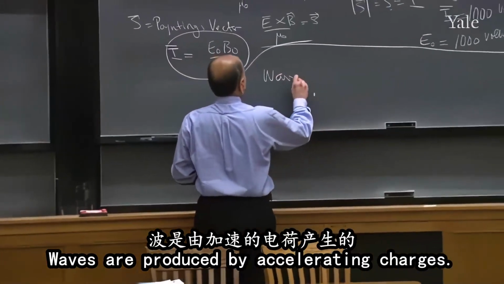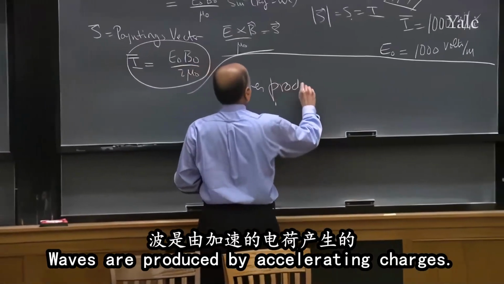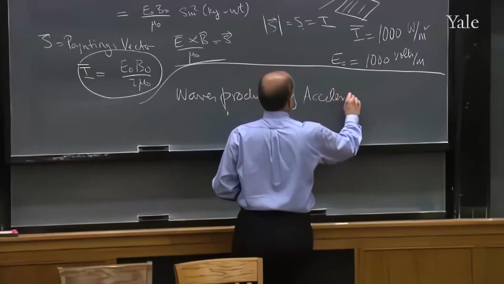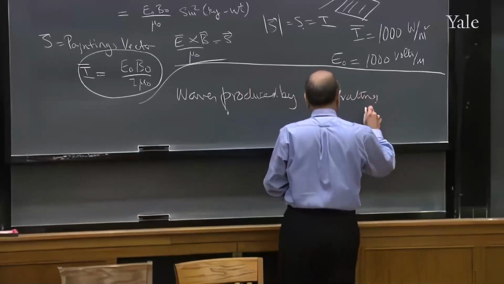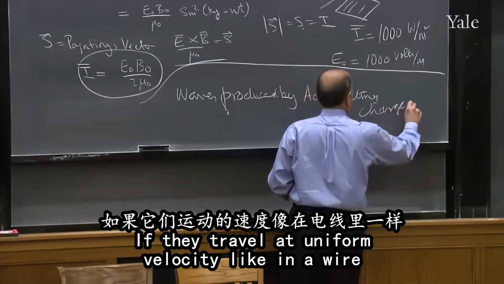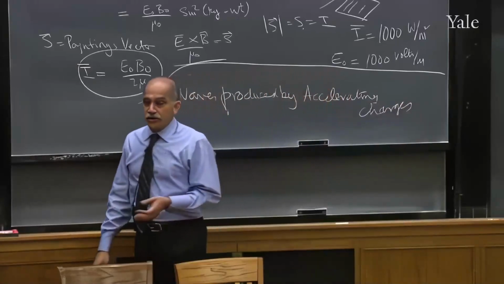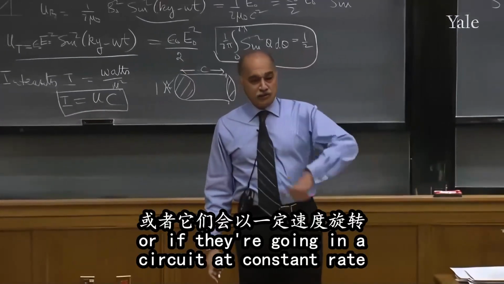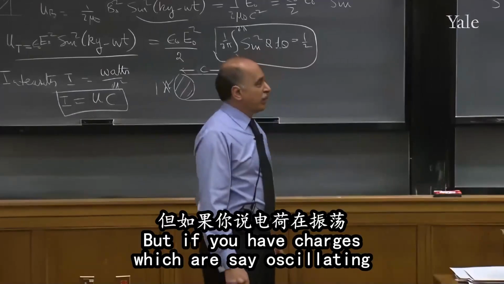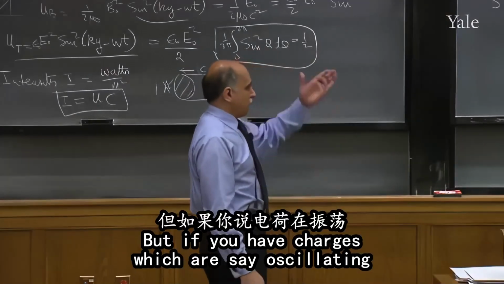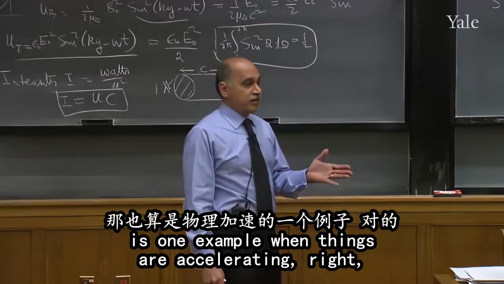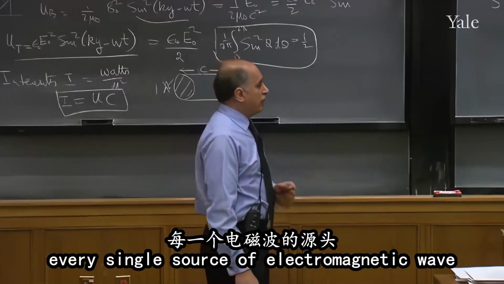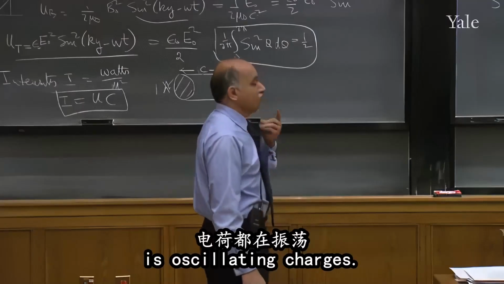Waves are produced by accelerating charges. If they travel at uniform velocity, like in a wire, they don't produce electromagnetic waves. Or if they're going in a circuit at constant rate, that doesn't produce them. But if you have charges which are, say, oscillating, that is one example of accelerating, right? Because you're going back and forth. Then you radiate light. So every single source of electromagnetic wave is oscillating charges.